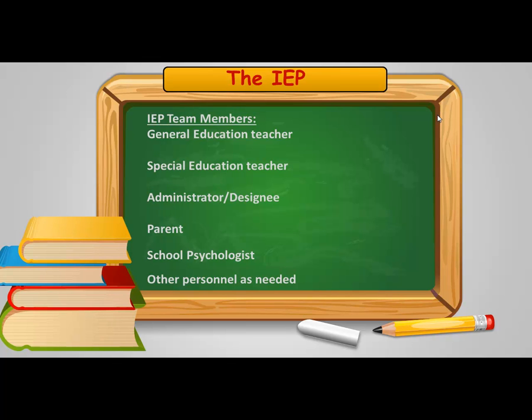The parent of the child. The parent of the child is always on the team and a very important part of the team. A school psychologist might be on the team to interpret academic assessment. And there might be other personnel depending on the child's case: behavior specialists, vision specialists, a bilingual specialist, all depending on the individual needs of that child.